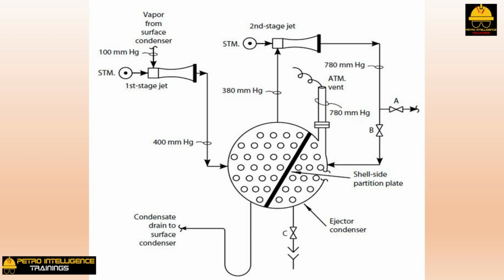This allowed the second stage jet to discharge directly to the atmosphere. As a result, the pressure in the surface condenser dropped by about 1/2. In reality, valve A did not exist. The second stage jet was vented to the atmosphere by disconnecting the piping at the outlet flange of the ejector.